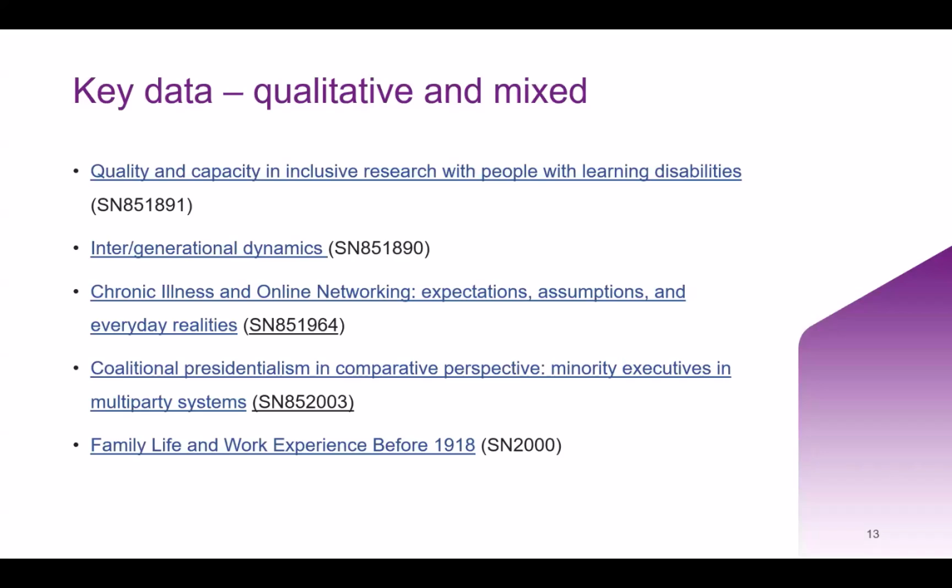Okay, the fourth one down is Coalitional Presidentialism in Comparative Perspective: Minority Executives and Multi-Party Systems. So it's quite a mouthful, and it's not quite as accessible as some of the others. There's some additional access restrictions on it, and I will talk about access restrictions a little bit later. But I did want to make a particular point with this one, and that's that you don't just get individual-based data in qualitative and mixed methods data.